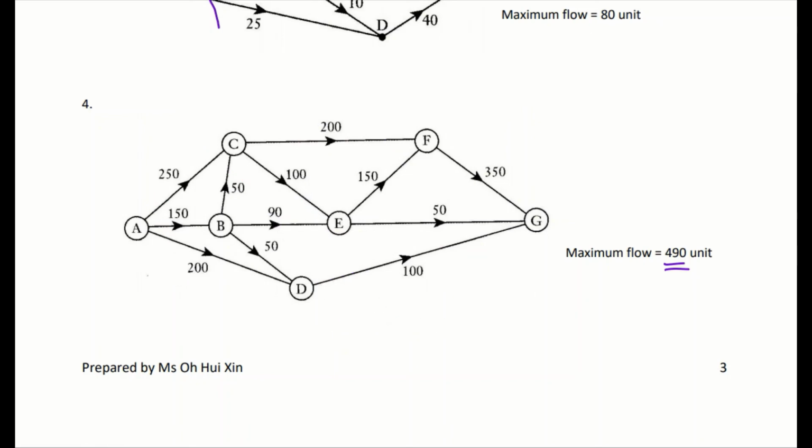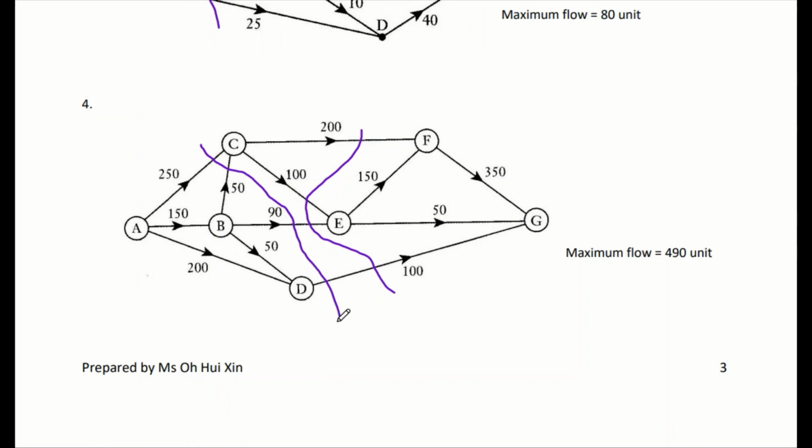Alright, so I'll encourage you in your exam, remember to always bring your pencil. Especially when you are doing this kind of question, you might need to do some drawing in your graph that you might want to erase from time to time. To prevent it from looking very messy, try to use a pencil. Okay, so for the two answers here, either you use this or you use this.